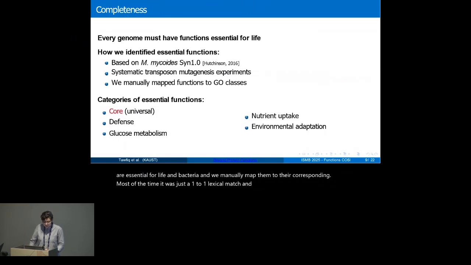Then we divided these functions into five categories. The first is the core category, which contains functions that are universally essential in any bacterial genome. And the others, like glucose metabolism or environmental adaptation, are required for some taxa or some environments, but are not universally required in all bacteria.